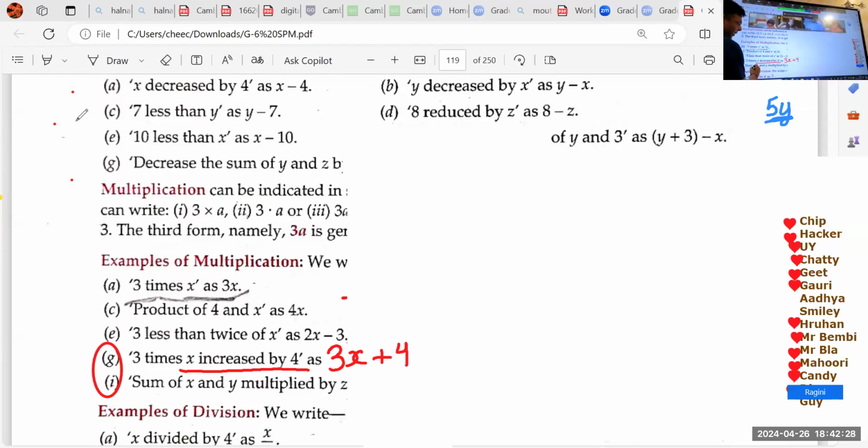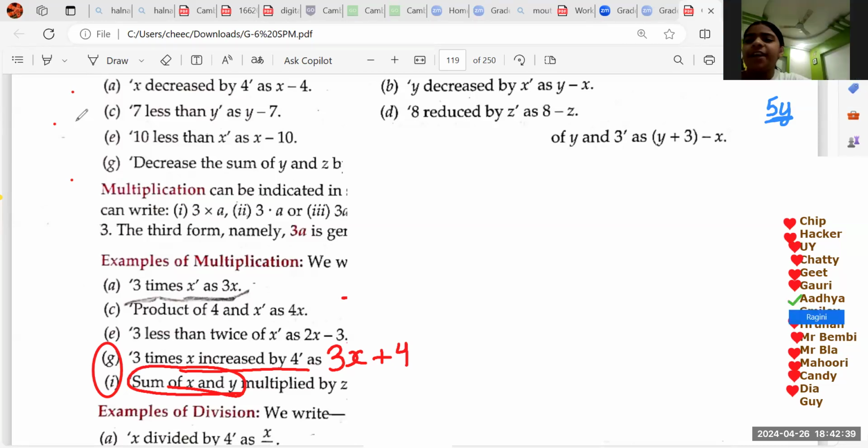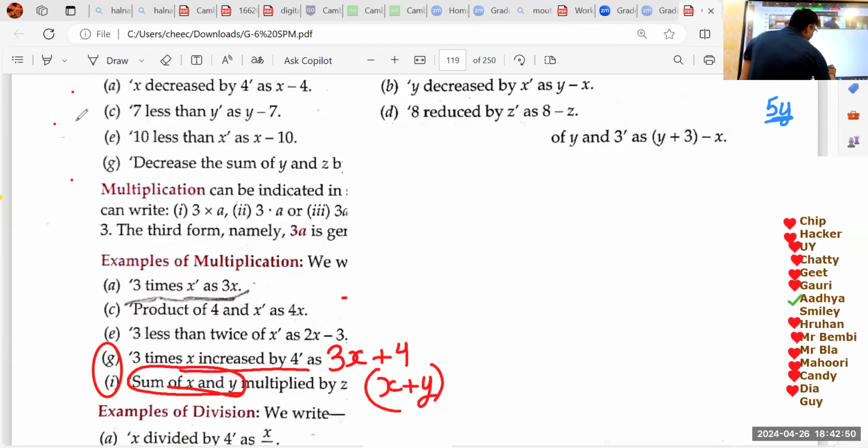So sum of x and y. Adya, can you tell me what will be the sum of x and y? Sir, I have sent the answer. Z multiplied by x plus y. Very good. x plus y multiplied by z. Now I won't use a multiply sign here, because if it is written together, it means multiplication only.